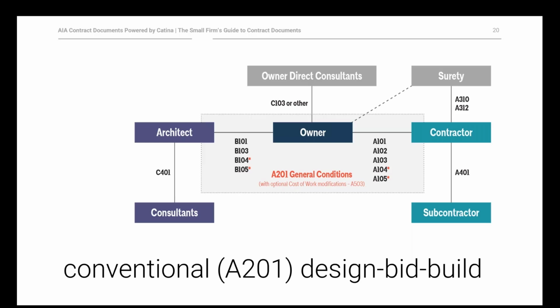In the context of the owner and architect, you can see several agreements, the B101, the B103, 104, and 105, each of which might serve as the base contract for the owner-architect relationship, and the other documents accordingly.